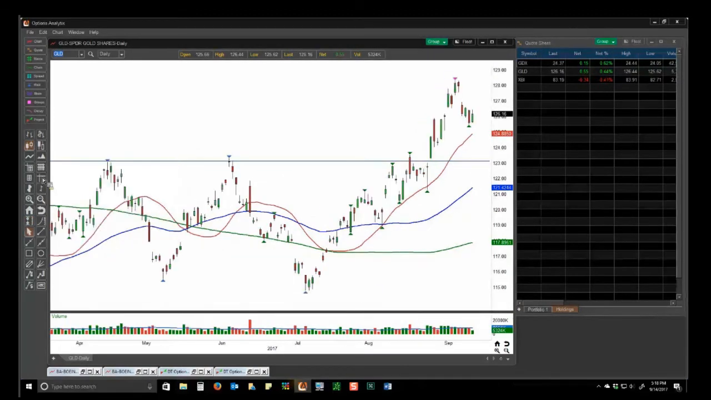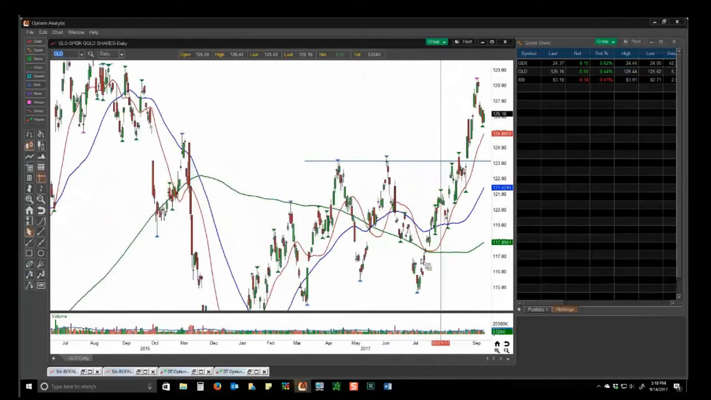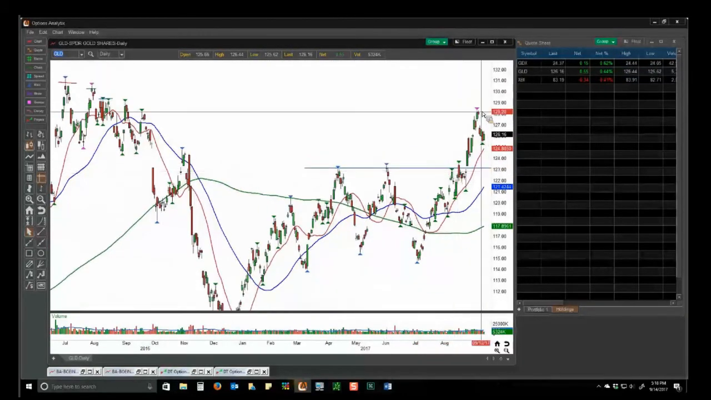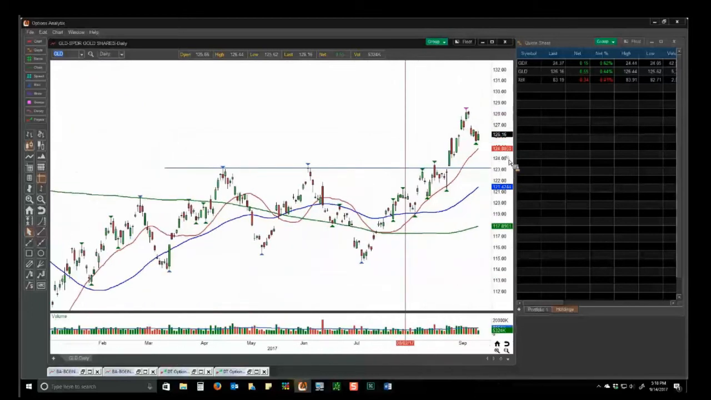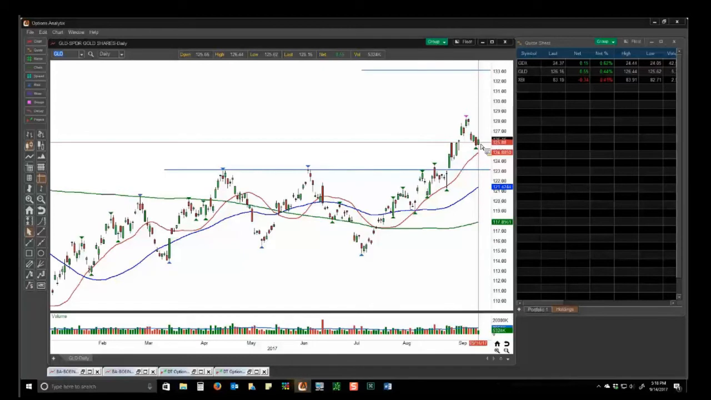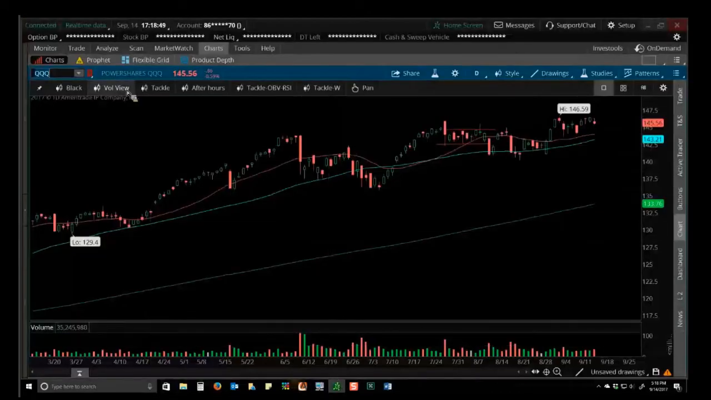Would everybody agree with me that GLD is in an uptrend? Nice little uptrend. Had a nice breakout, by the way. Big breakout here. You can see resistance, resistance, resistance, breakout, right? And then a nice little pullback. So suppose that we think this is a viable dip and we want to do something bullish. And it definitely would be a bull retracement.